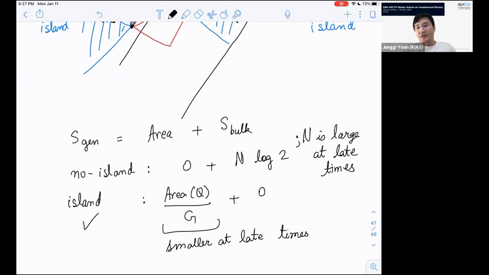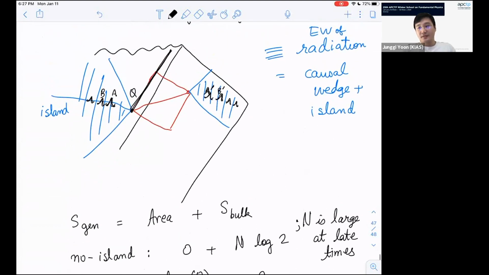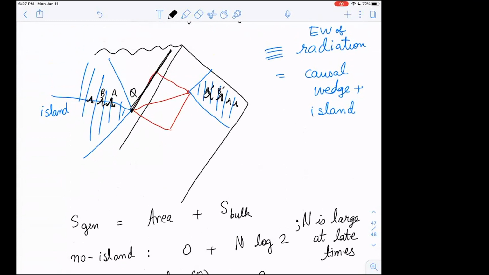Any other question? I mean, this island, sometimes it's outside the horizon, and sometimes it is located inside the horizon. What makes the difference?